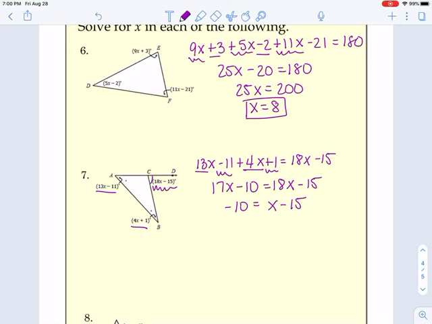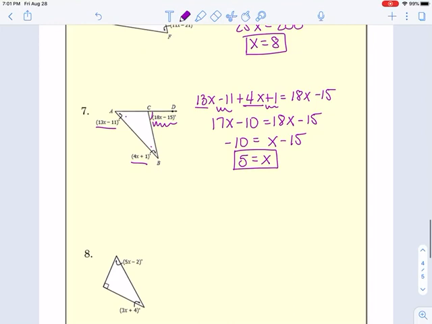Now I have to get rid of the negative 15 that's attached to the x. The opposite of a negative 15 is a positive 15, so we'll add 15 to both sides. And when you add negative 10 plus 15, you should get an answer of 5, and then x is going to equal that 5 in the end.